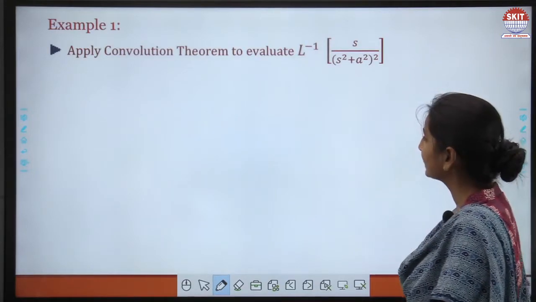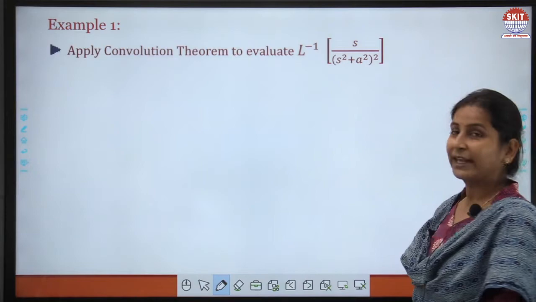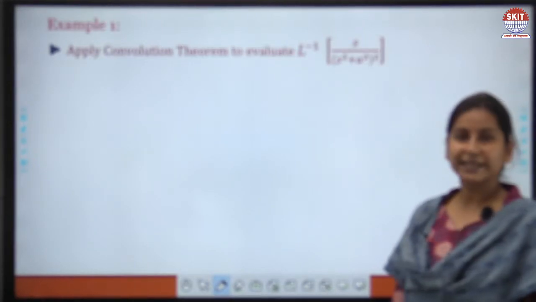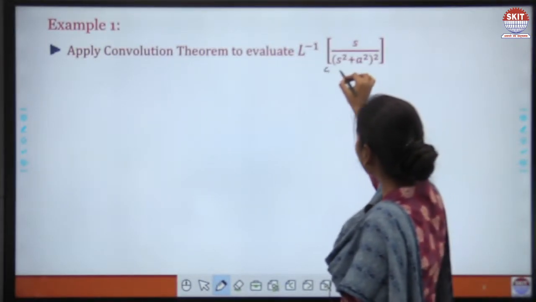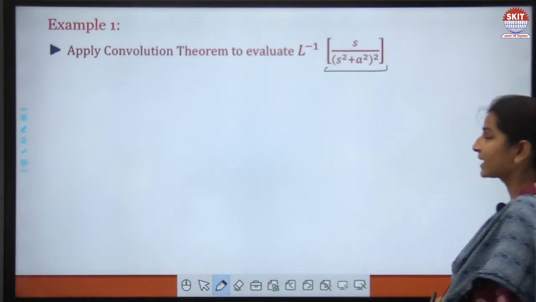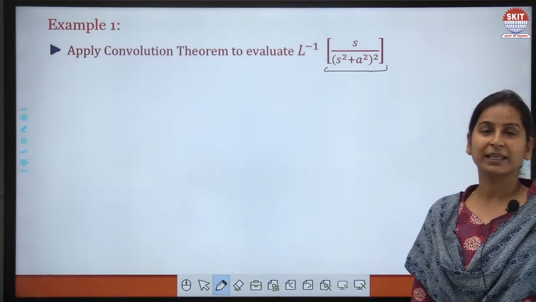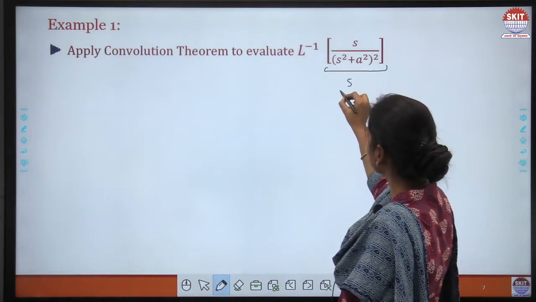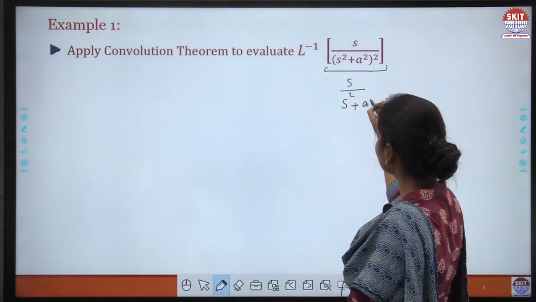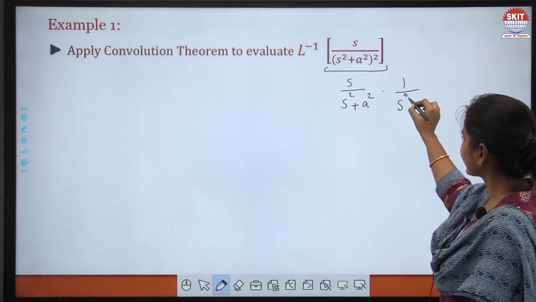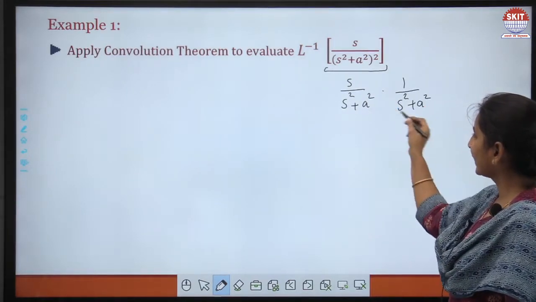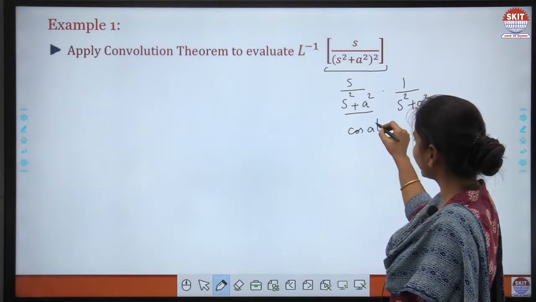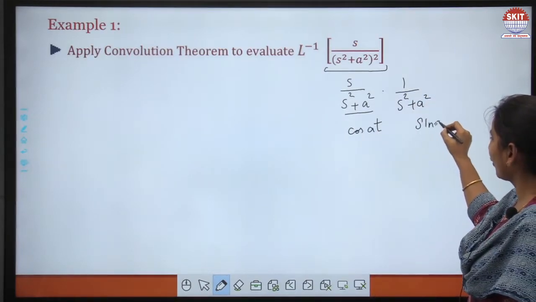We first have this integral. We have to evaluate L inverse of this function. Now, in order to apply the convolution theorem, the necessary thing is I have to divide this function in two parts such that both parts can be written in their form of inverse Laplace transform. So looking at this function, you can easily assume that I take one of the functions as this and the other one as this, so I can directly write down their inverse Laplace. This can be converted to cos of at, and this can be converted to sine of at.